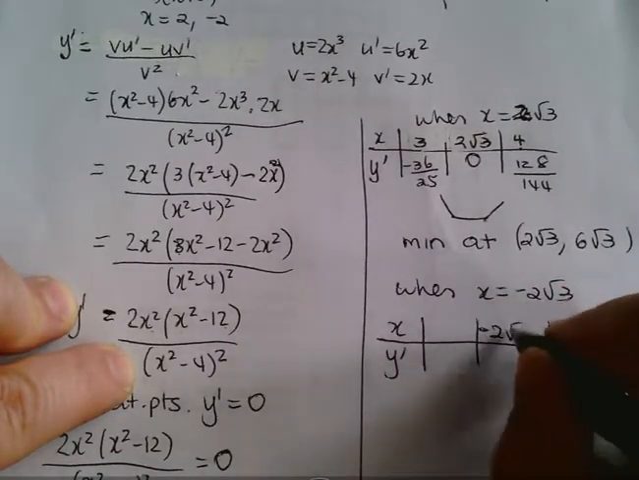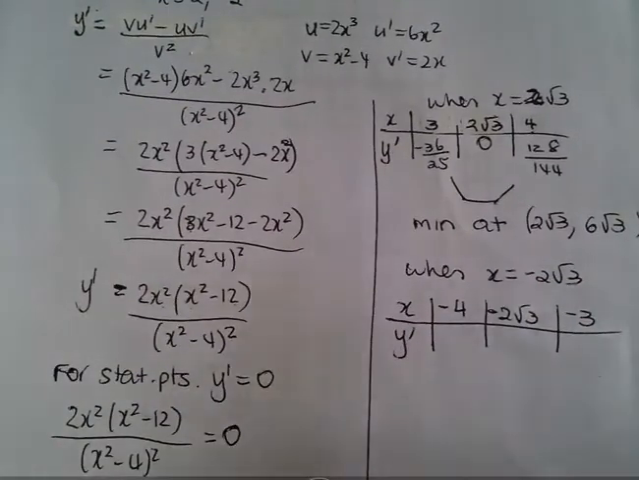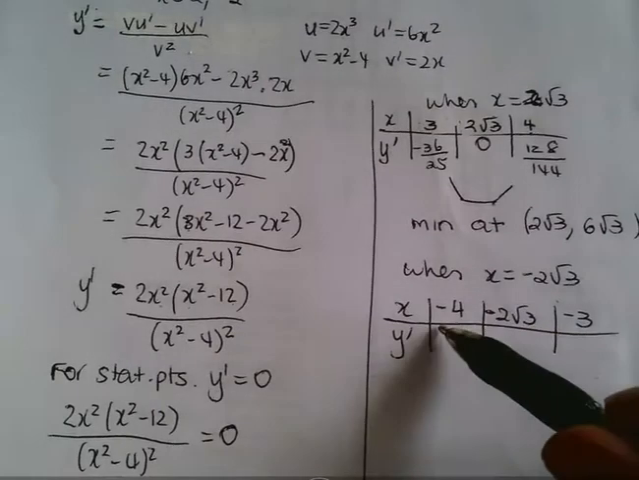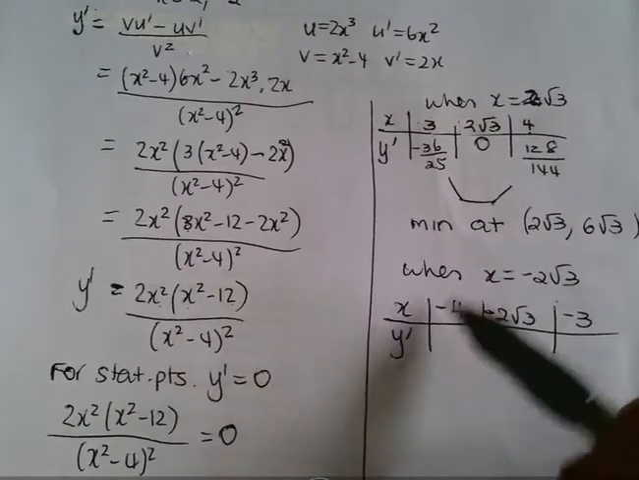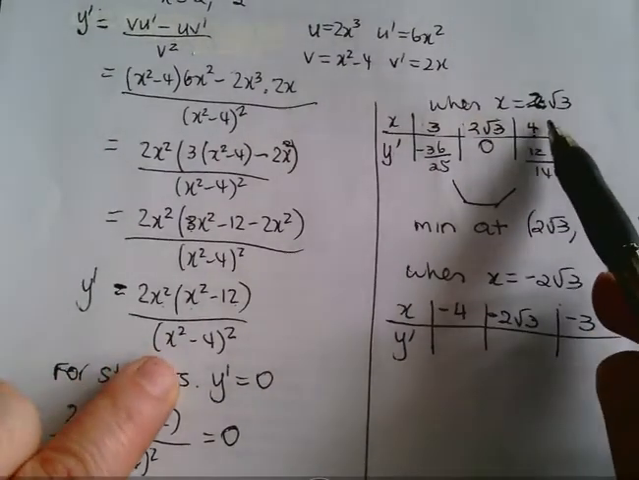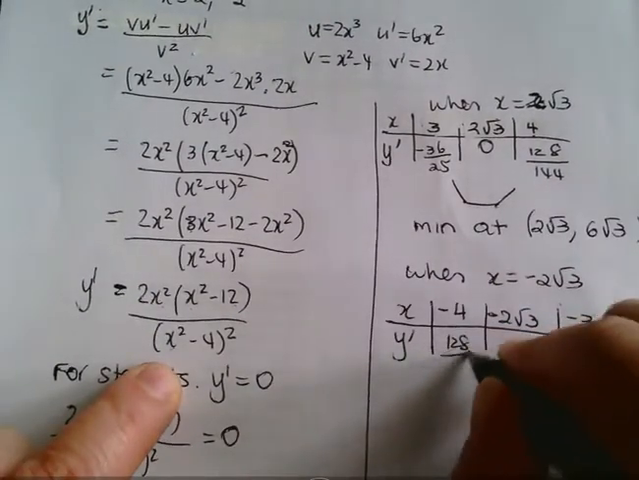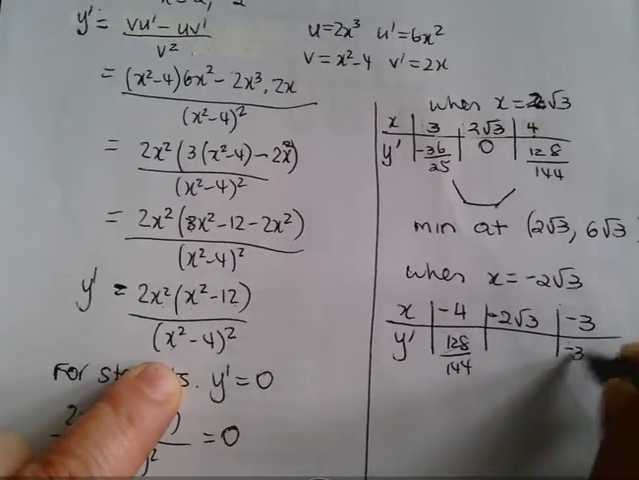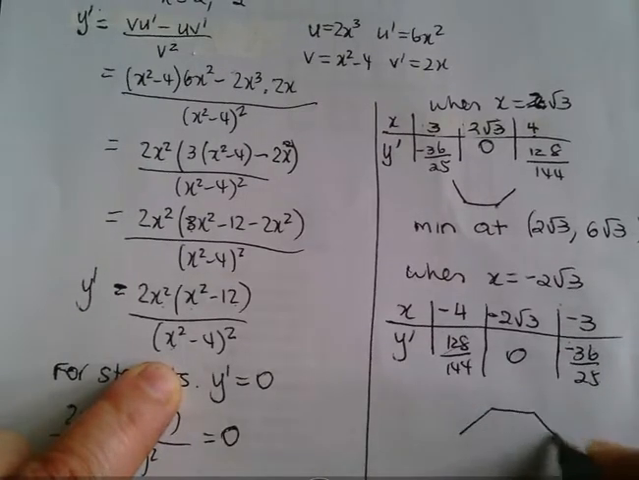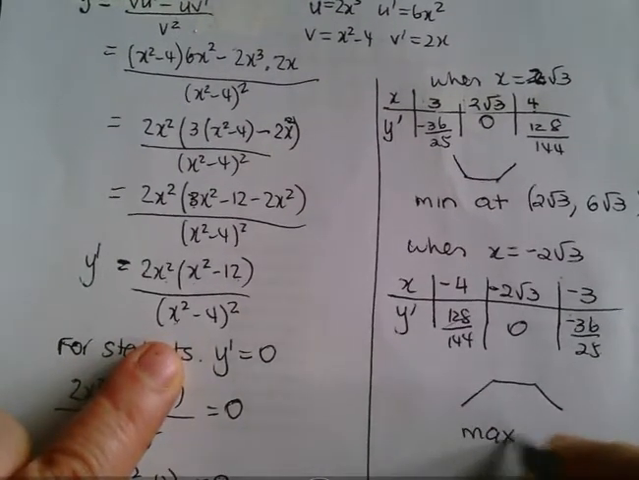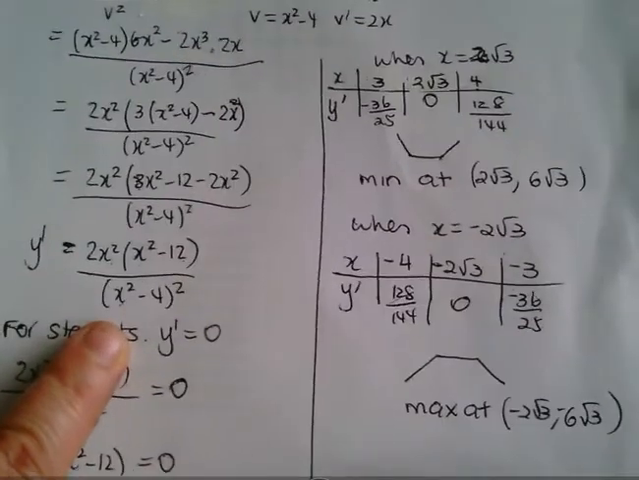It'd have to be negative 4 here and negative 3 on that side. Make sure you get that right because it's approximately negative 3.4. Negative 4 is lower. Otherwise, you're going to get the wrong gradients. So negative 4 should give me the same answer as positive 4. Do you see that? They're all x squareds. So I should get 128 over 144 there. And I should get negative 36 over 25 here. And I've got a 0 gradient there. So positive 0, negative gradient. We've got a maximum at negative 2 root 3, negative 6 root 3.